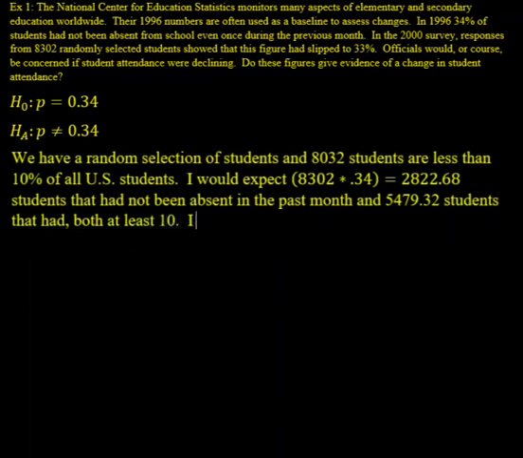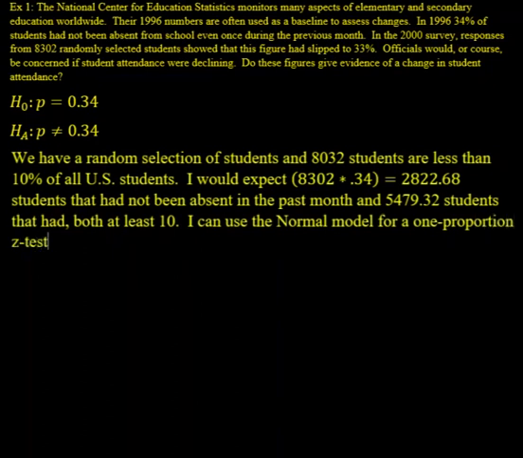I can use the normal model for a 1 proportion Z test. So now we're not doing an interval, we're doing an actual test because we're testing that hypothesis. That was step 2. Now we're going to look at some statistics, calculate a standard deviation, a z-score, and move on to our final conclusion.